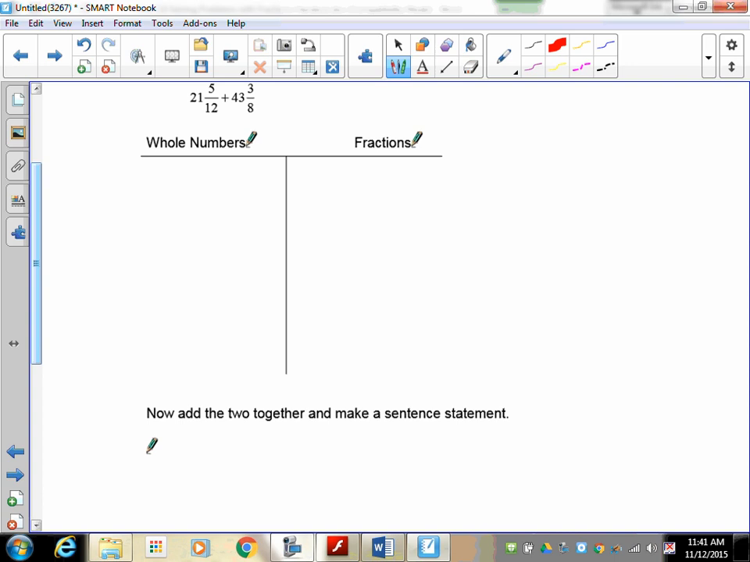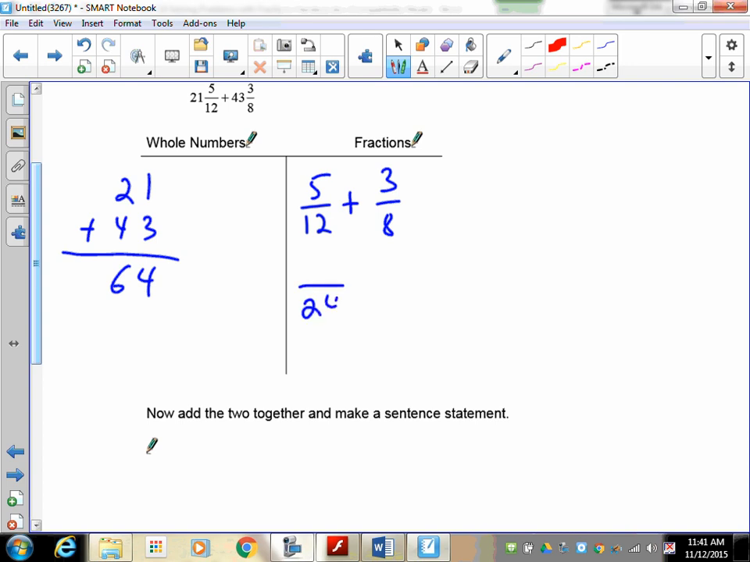You have 21 and 5/12 plus 43 and 3/8. The 21 and the 43 go over here. Add them, you get 64. 5/12 plus 3/8. Now this time, I'm not going to do multiplying of 12 times 8 because I'm looking at this going, wait a minute, 24 is a number that both 12 and 8 go into.